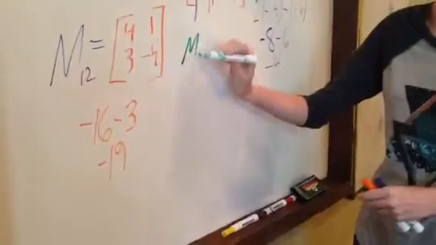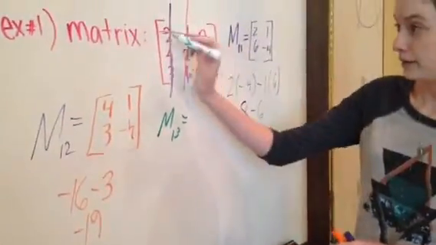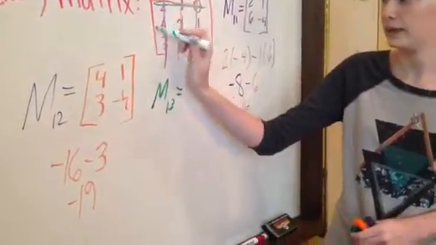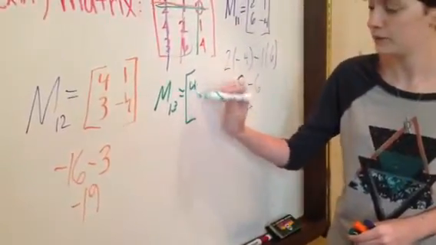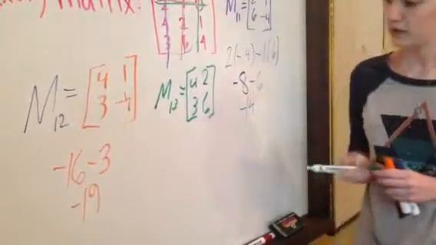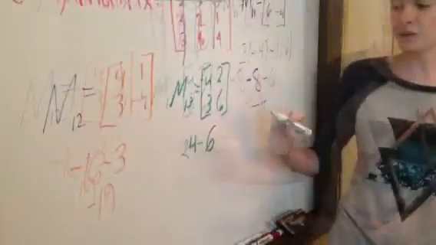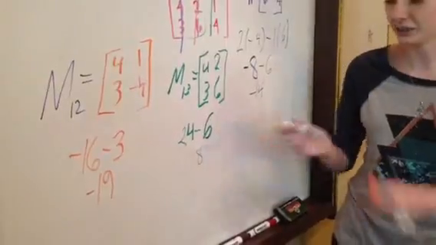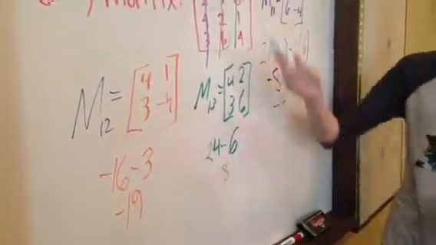So minor 1, 3. You cross out the first row and you cross out the third column. Now you have these 4 numbers: 4, 3, 2, and 6. So then you multiply 4 and 6. So 24 minus 6 equals 18. Okay, and there you go. That's all your minors of the first row.